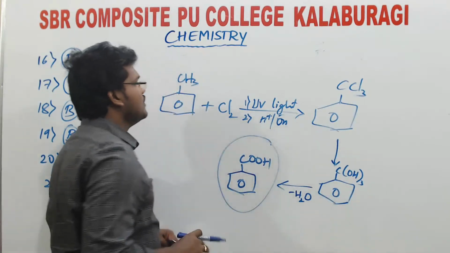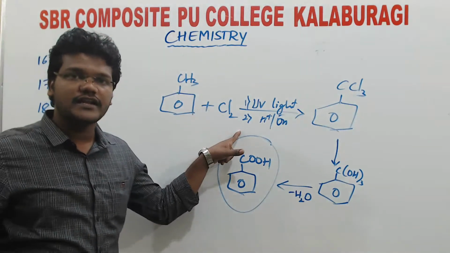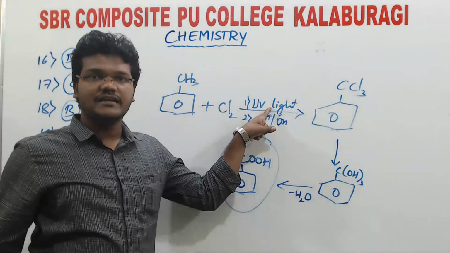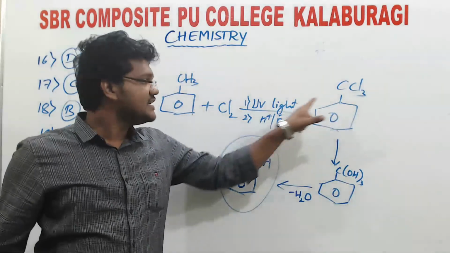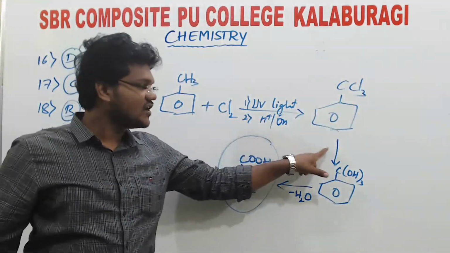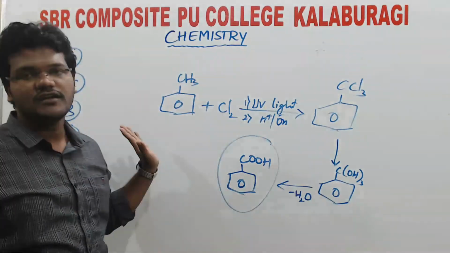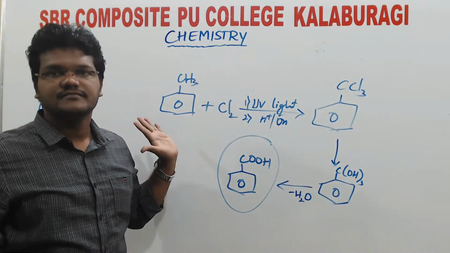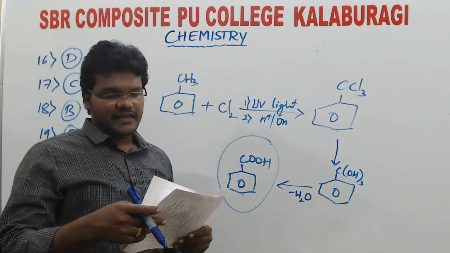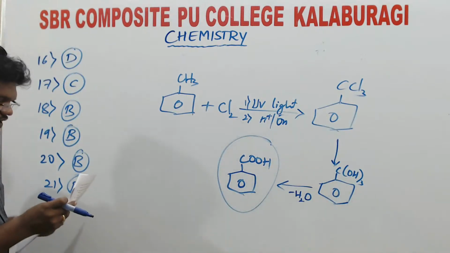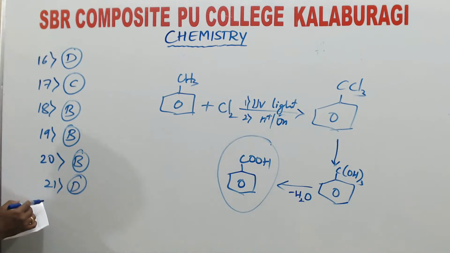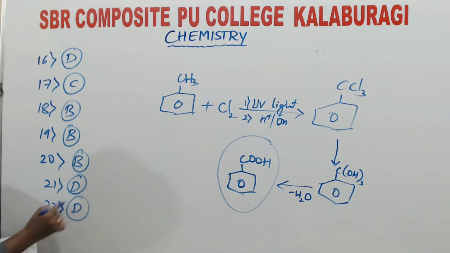So toluene on chlorination in presence of sunlight will give you this compound. They said further it will undergo hydrolysis. On hydrolysis, this is unstable. It will undergo dehydration and gives what? Benzoic acid. Correct? So this is the reaction that they are talking about. So for 22, it is my option number D.